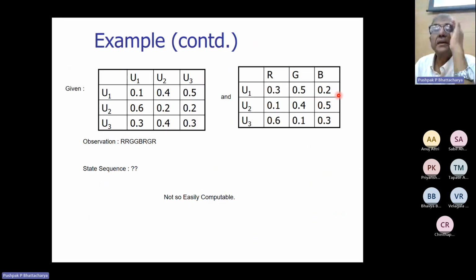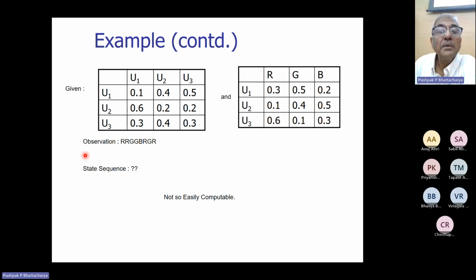Also given is what is called the emission probability. The probability of picking up a red ball from U1 is 0.3 because there are 30 red balls out of 100. Green ball 0.5, blue ball 0.2, and so on. Again, the row sum should be equal to 1. It so happens that the column sum is also equal to 1. This need not be. The probability of R given U1 plus the probability of R given U2 plus the probability of R given U3 need not be equal to 1.